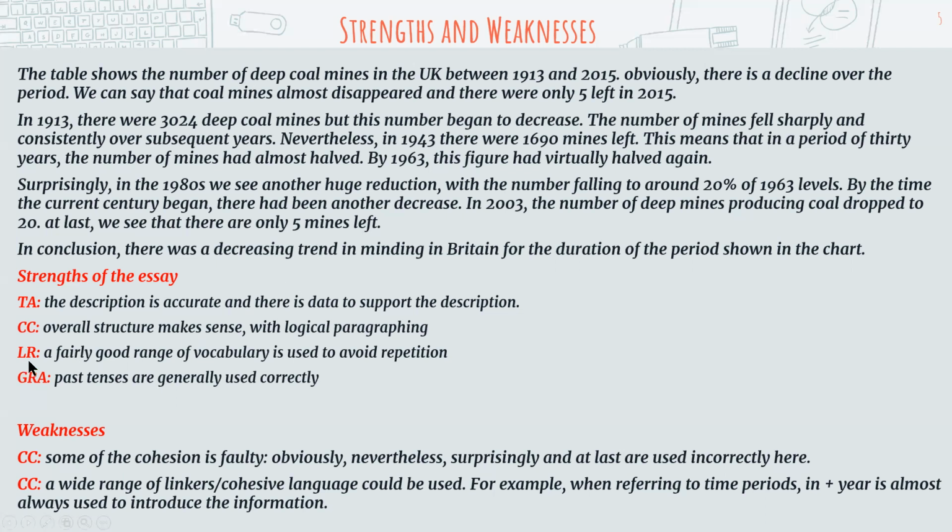Regarding lexical resource, a fairly good range of vocabulary is used to avoid repetition. So we don't have repetition here. About GRA, it's grammatical range and accuracy. Past tenses are generally used correctly, but it could be better, it could be improved. The weaknesses, some of the cohesion is faulty. Obviously, nevertheless, surprisingly, and at last are used incorrectly here. So these words, we use cohesive devices to connect ideas between sentences, even in the same sentence and between paragraphs. Okay, so these words, obviously, nevertheless, surprisingly, and at last are used incorrectly.